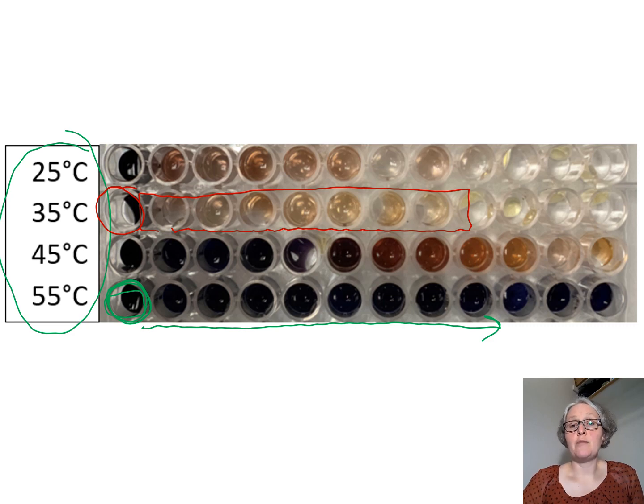You should be able to take any type of data similar to this type of image and be able to tell me the optimal temperature or the optimal pH for whatever enzyme you're looking at. Again, the thing to remember is black means the enzyme isn't working, yellow means the enzyme is working.